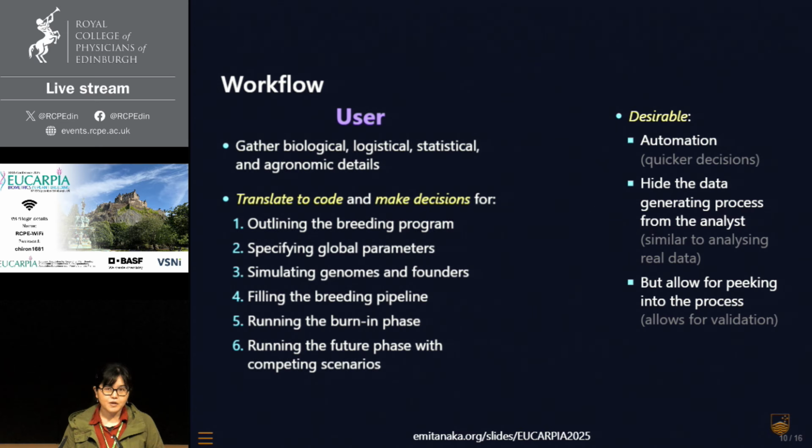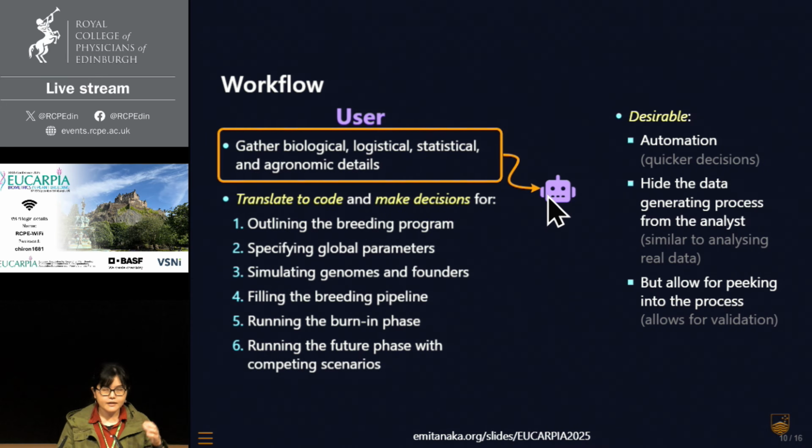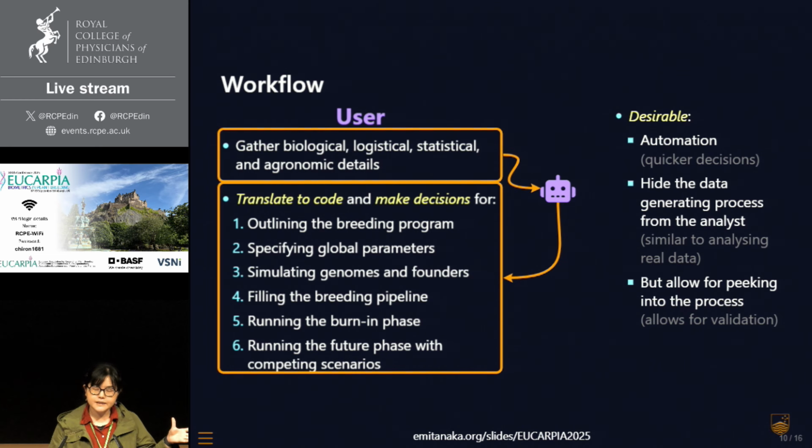But you still want to have an option of peeking into that data generating process so that you can allow for validation. So that's what we want. And ideally, we want this entity, which I'm showing by this icon over here, where this will take in some kind of details and then basically do the second part of translation of the code and doing some level of decision making for you.